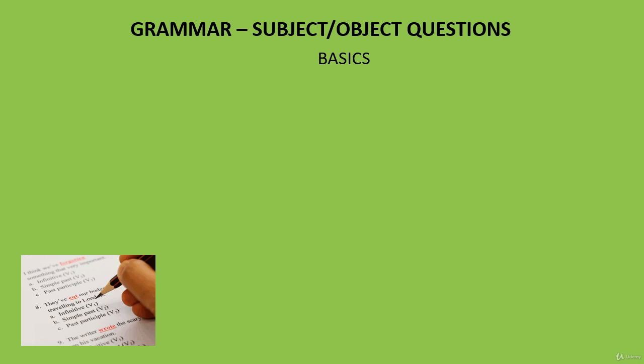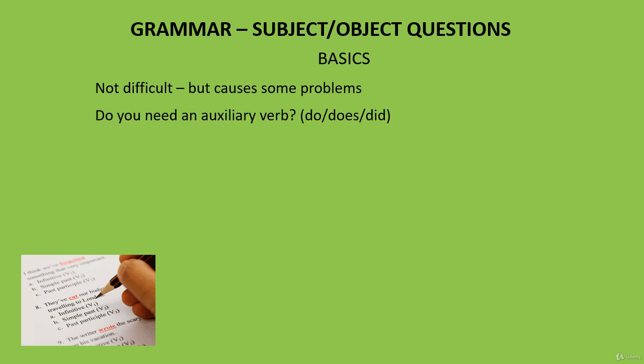The main difference between a subject question and an object question is a topic many students find difficult, but the rules are easy and they cover all tenses. The main concerns are, do you need an auxiliary verb? And is there a change in word order? Let's look at this basic example.